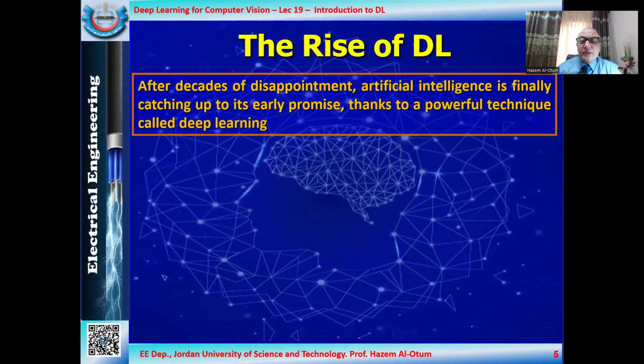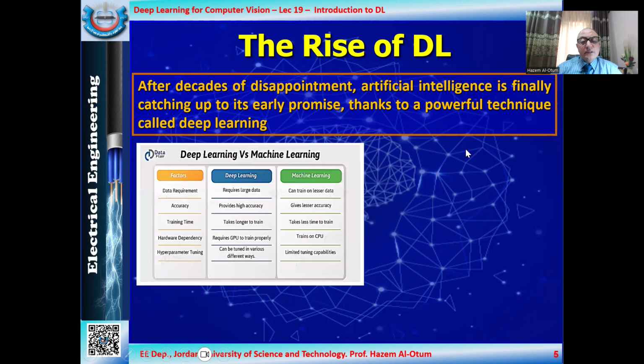So now, after the evolution in powerful techniques for producing supercomputers and very fast computers for calculations, and with high memory applications, deep learning has found an application, and it has its own rise these days.